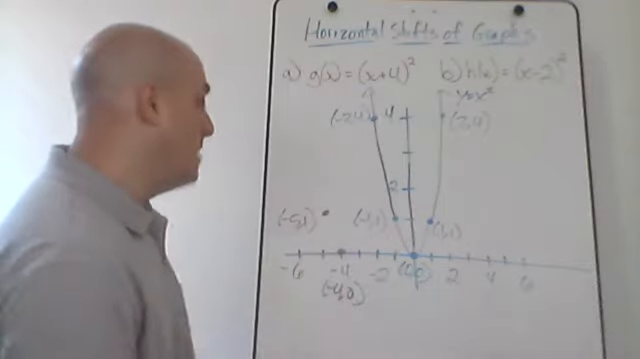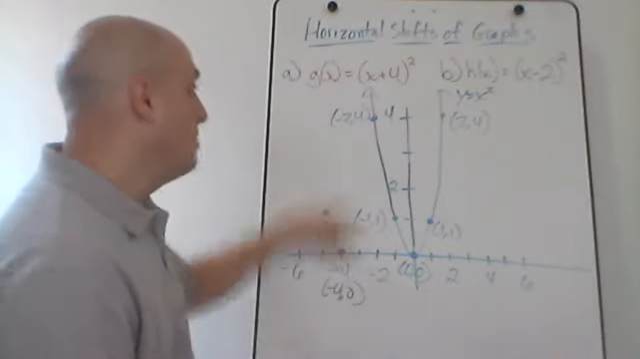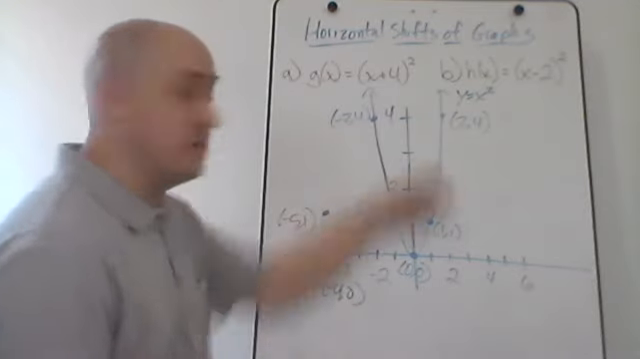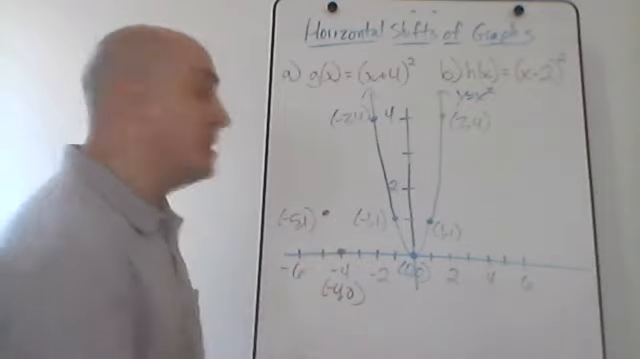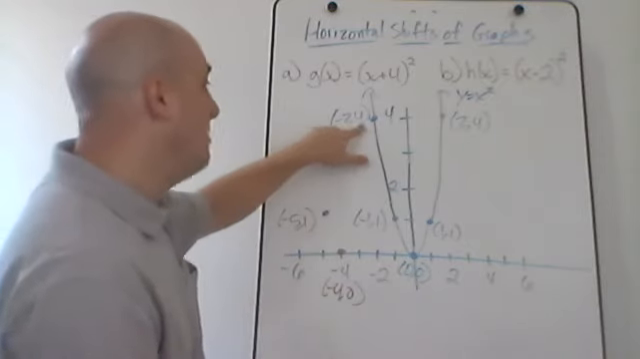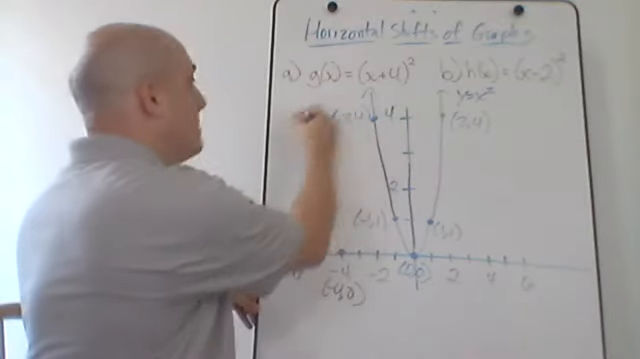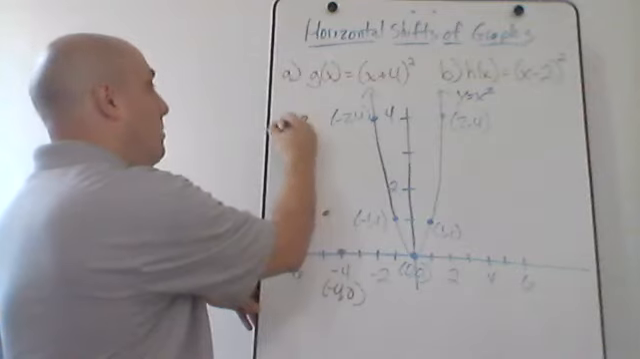The y coordinates don't change, just the x coordinates change. I'm basically subtracting 4 from each one of my x coordinates. That's why it's important to know the coordinates of some of the points on that parent function. Then you know which points you have to move around when you're doing these transformations. Negative 2 comma 4, if I subtract 4 from negative 2, I get negative 6, which basically takes that point and moves it to the left 4 units.